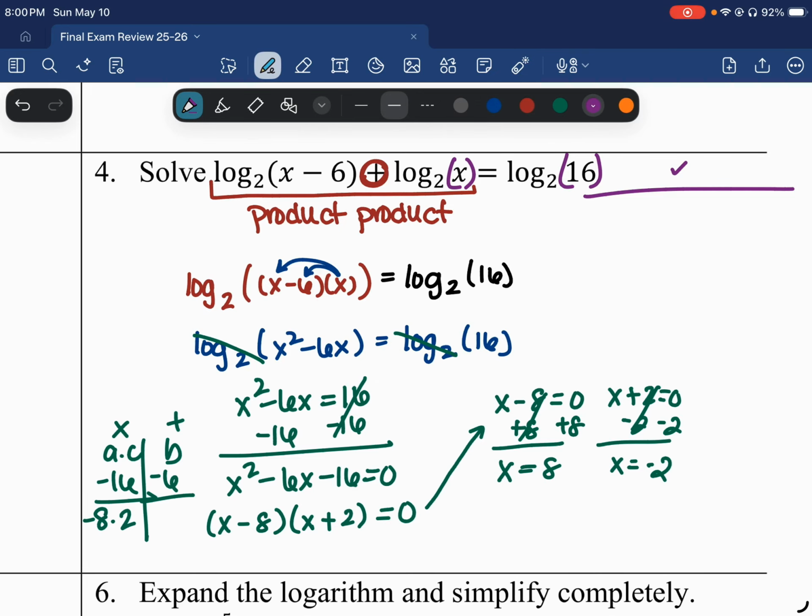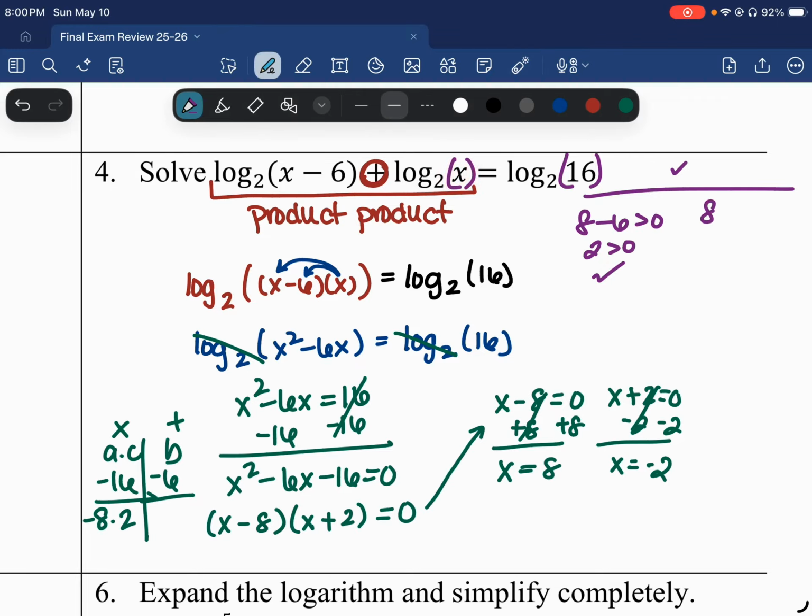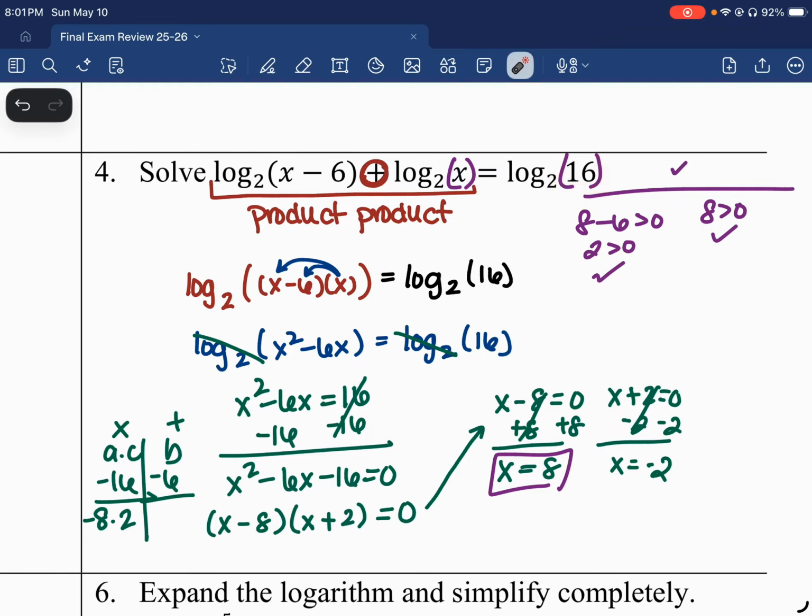Let's start with 8. So we have 8 minus 6. We're hoping that's bigger than 0. That's going to be 2, and 2 is in fact bigger than 0. So far, so good. Then we must plug it into this one. 8 greater than 0, which is true. So 8 is a good solution. We don't need to worry about 16 because 16 does not involve an x.